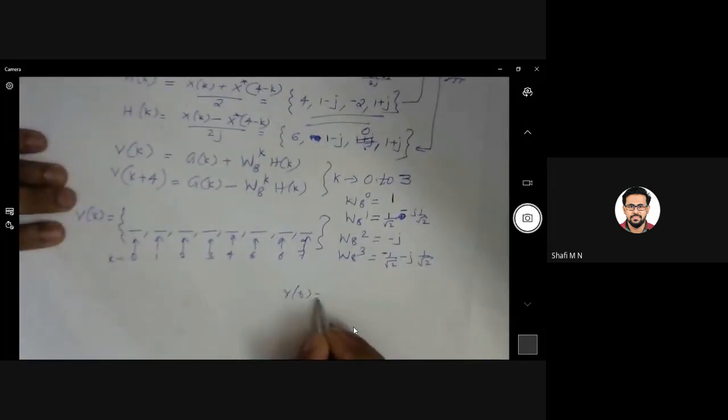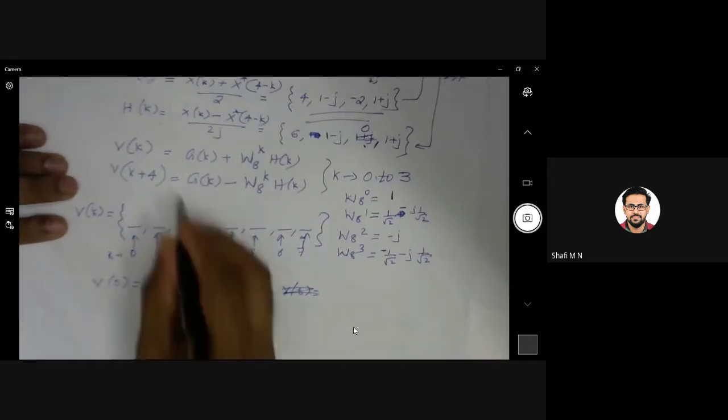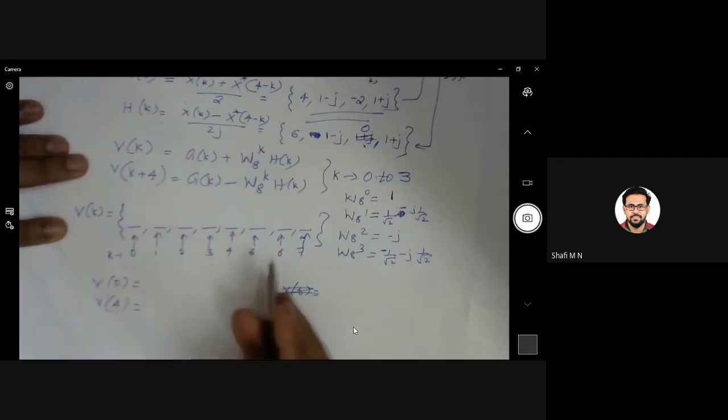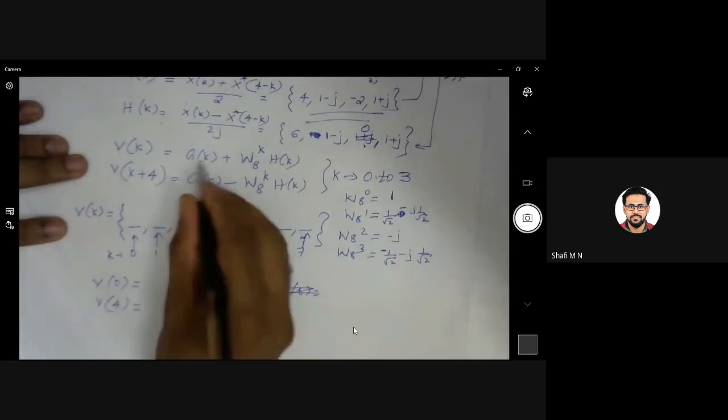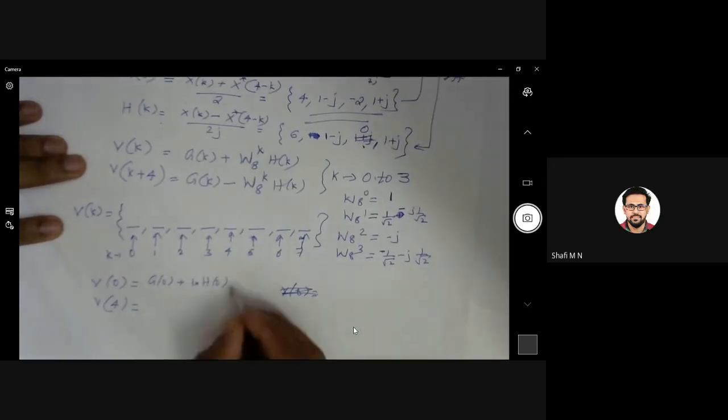V of 0 equal to, അല്ലെ നമുക്ക് ഇവിടെ ചെയ്യാം. V of 0 equal to, tell me when we substitute k equal to 0. You will get V of 0 and V of 4 at the same time, isn't it? 0 plus 4, that is 4. Tell me V of 0. G of 0 plus W8^0 is 1 into H of 0. അപ്പം ഇവിടെ എഴുതേണ്ടത് എന്തായിരിക്കും? G of 0 minus 1 into H of 0.